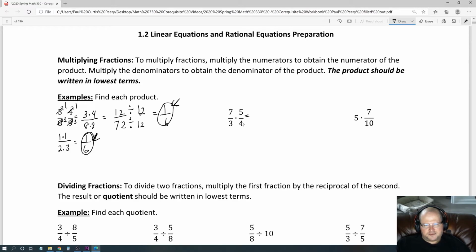So let's try simplifying before we multiply, right? 7 over 3, 7 over 4, nothing will cancel. 5 over 3, 5 over 4, nothing will cancel. So we just multiply straight across, and we end up with 7 times 5, which is 35, and 3 times 4, which is 12. And that's all you get.